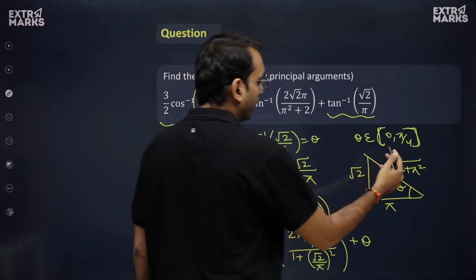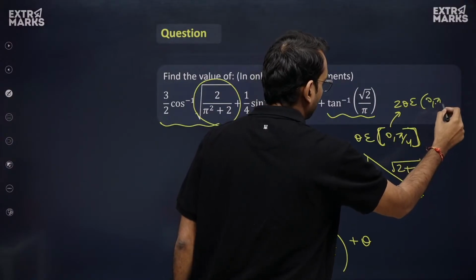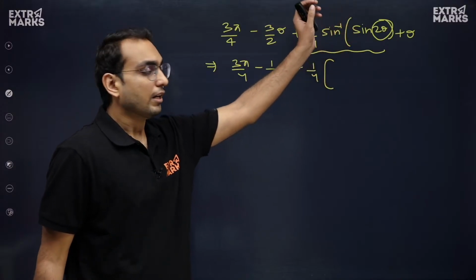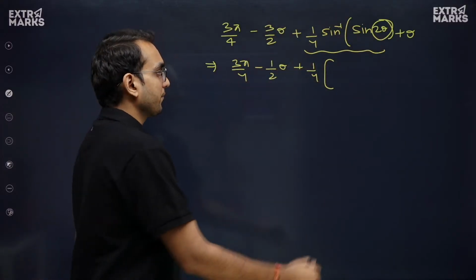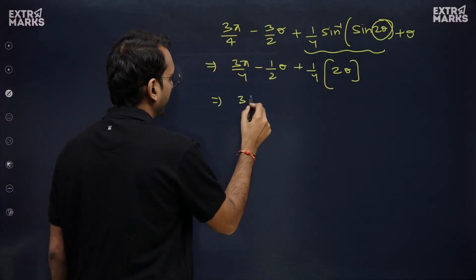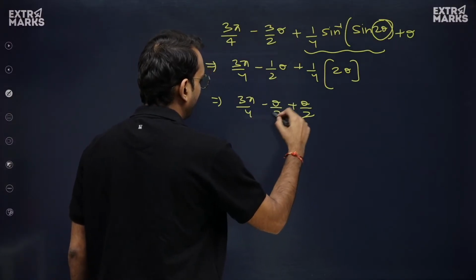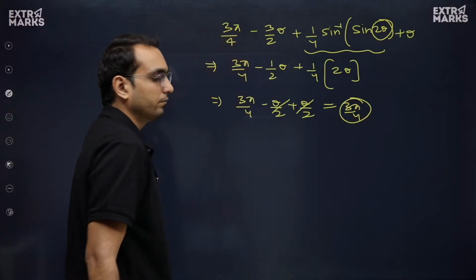So theta belongs to 0 to pi by 4. So 2 theta belongs to 0 to pi by 2. And when 2 theta belongs to 0 to pi by 2, I can always take 2 theta out of this. So it will become 2 theta, right? So 3 pi by 4 minus theta by 2 plus theta by 2. Oh, the answer is basically 3 pi by 4.